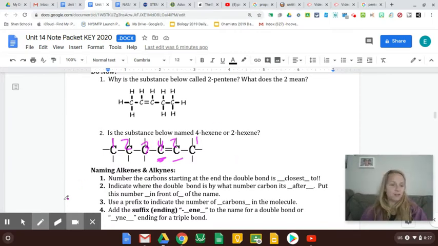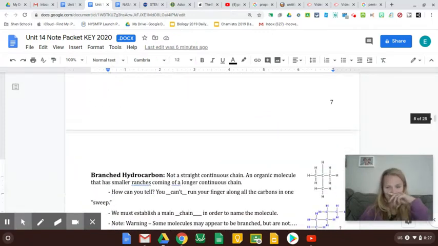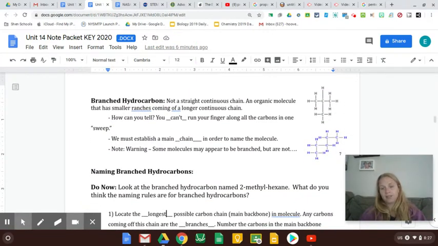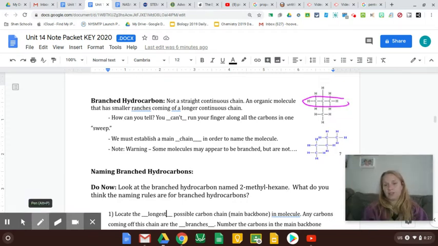And then the other rule is that if you cannot run your finger across the molecule in one clean sweep, then you've got a branch, and you're going to name the bigger part of it, the main chain, and then you're going to give special little group names to the little branches coming off of it.